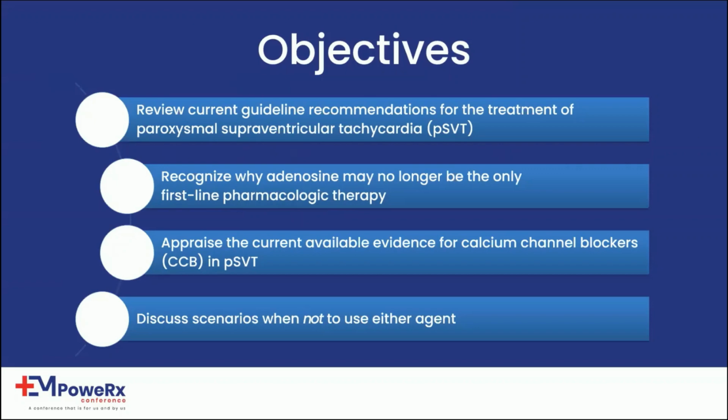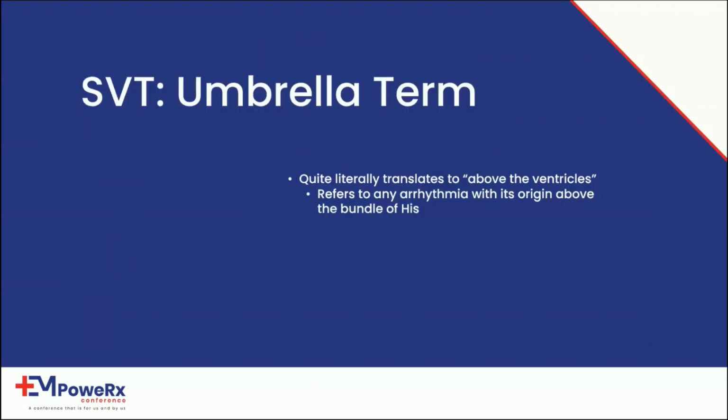We're going to go through some current guideline recommendations for the treatment of paroxysmal SVT, recognize why we have other options than adenosine out there as our first-line pharmacologic therapy, go through some of the current available evidence for calcium channel blockers, and then discuss scenarios when maybe not to use either agent.